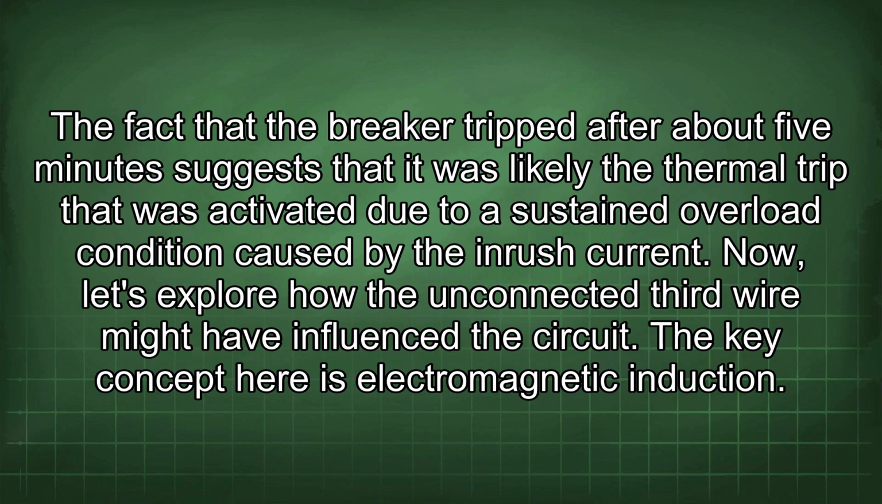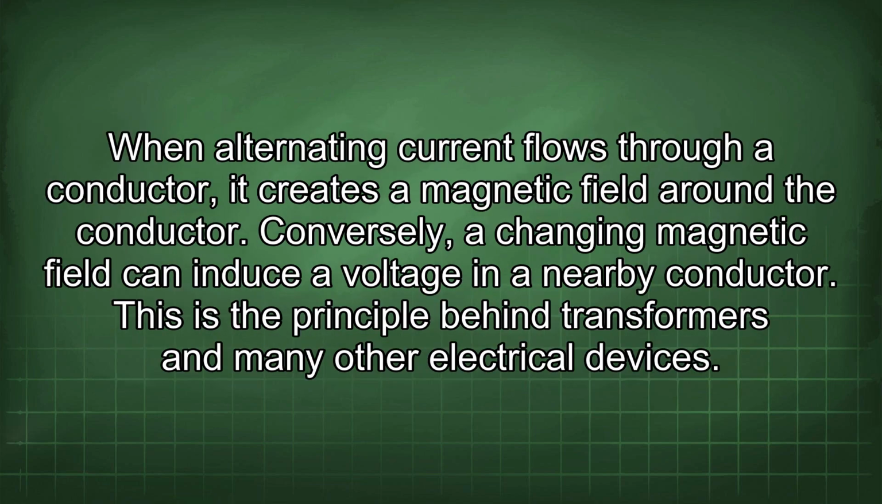Now let's explore how the unconnected third wire might have influenced the circuit. The key concept here is electromagnetic induction. When alternating current flows through a conductor, it creates a magnetic field around the conductor. Conversely, a changing magnetic field can induce a voltage in a nearby conductor. This is the principle behind transformers and many other electrical devices.